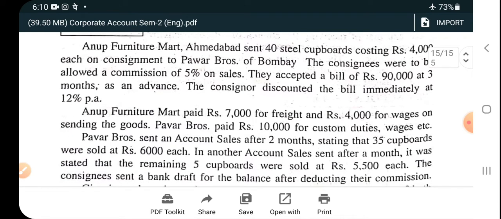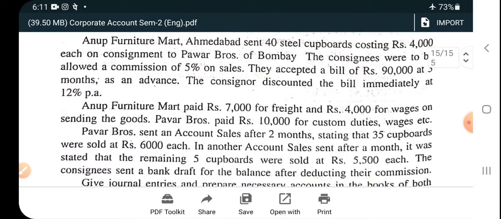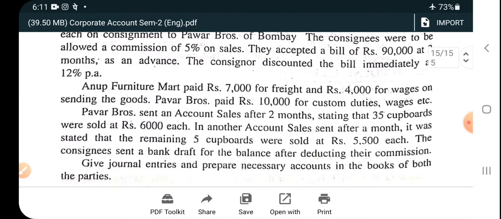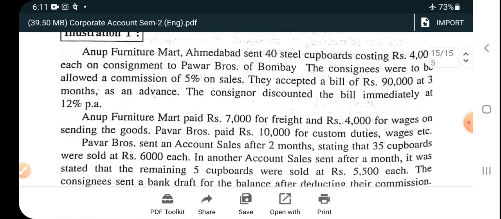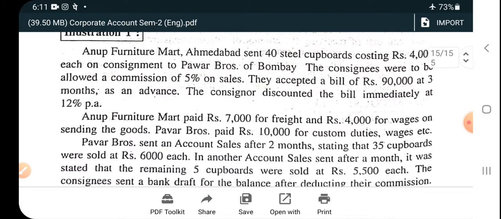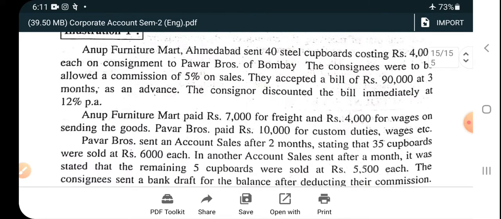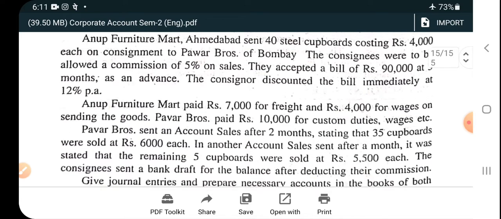And this bill is discounted by the consignee at 12% per annum. So 90,000 into 12% into 3 months, divided by 100 into 12, results in 2,700. So the bill is discounted by 2,700 rupees.